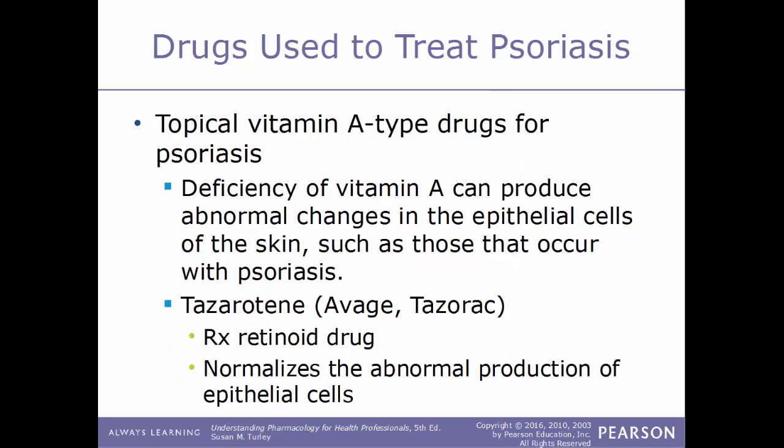Another kind of drug that's used to treat psoriasis are topical vitamin A drugs. Now, a deficiency in vitamin A can produce abnormal changes in the epithelial cells, such as those that will occur with psoriasis. An example of a topical vitamin A drug here would be tazarotene, also known by the names Avage or Tazorac. This is a prescription retinoid drug. This will help to normalize the abnormal production of the epithelial cells.